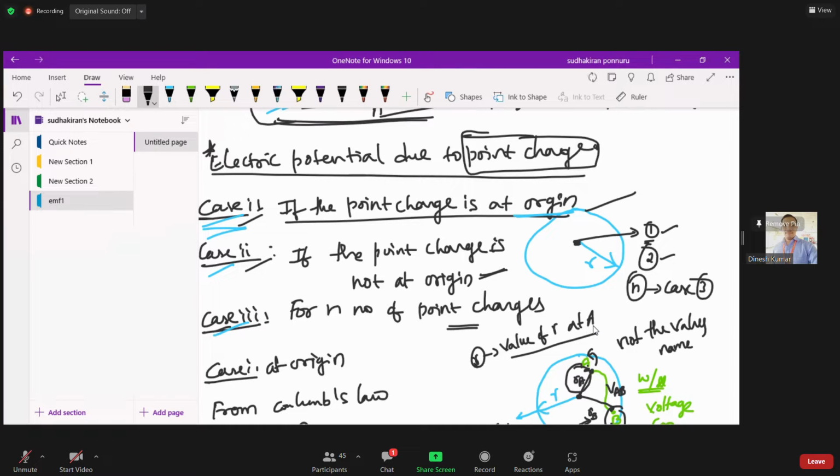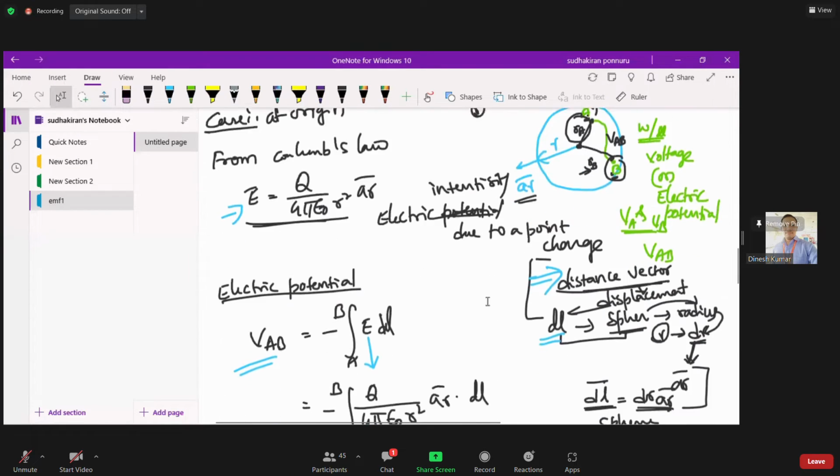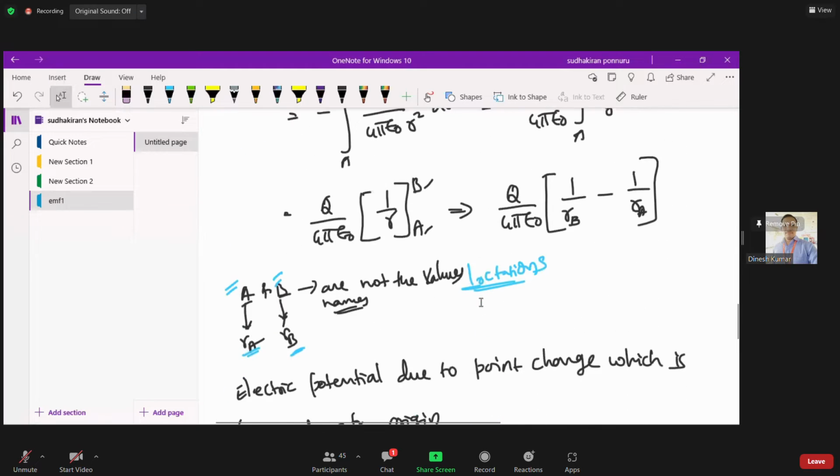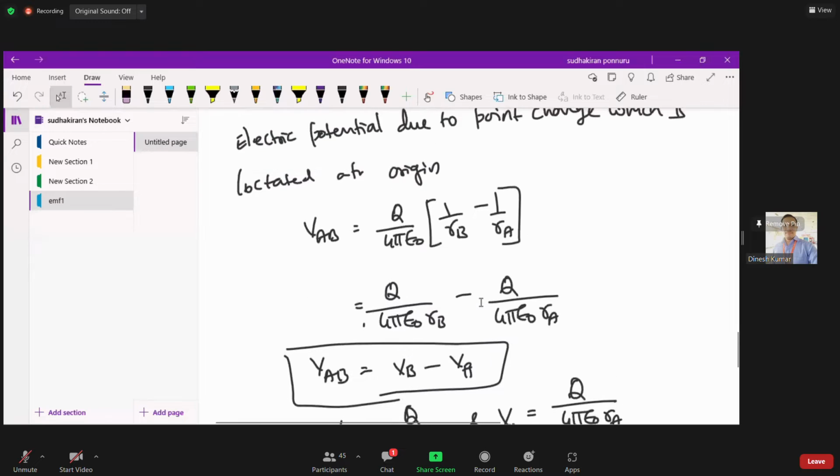In yesterday's class, we saw how to derive case 1, that is, the point charge is at the origin. We took one point charge and placed it at the origin, and finally we went through the derivation and got the final value: VAB is equal to Q divided by 4 pi epsilon naught, times 1 by RB minus 1 by RA.